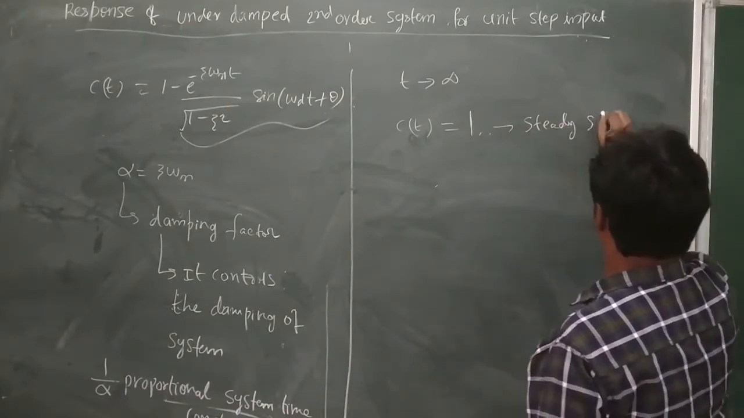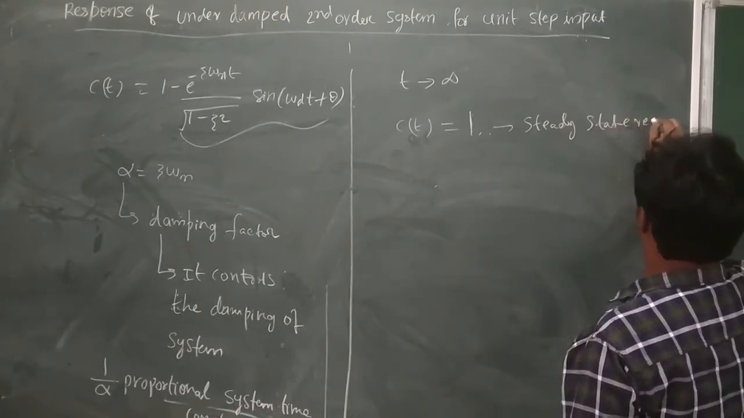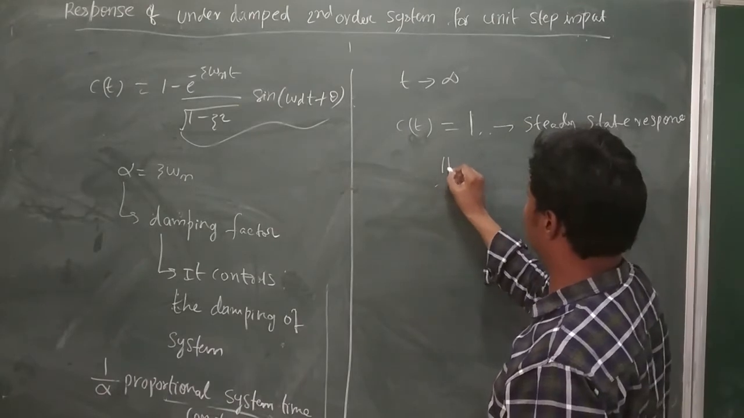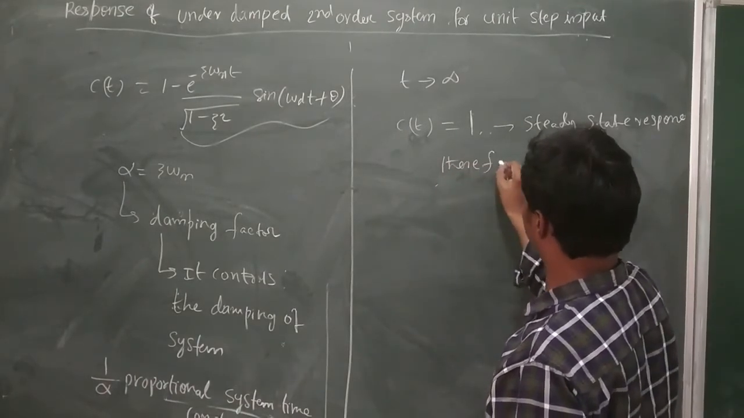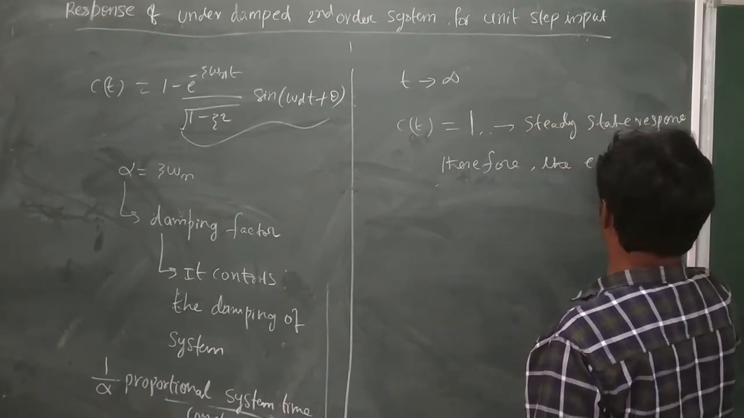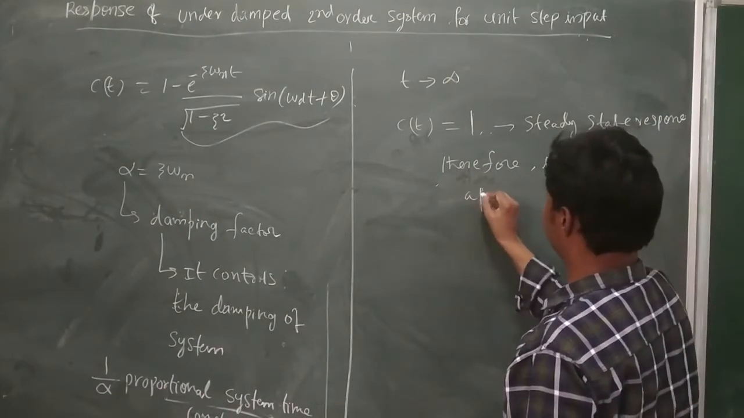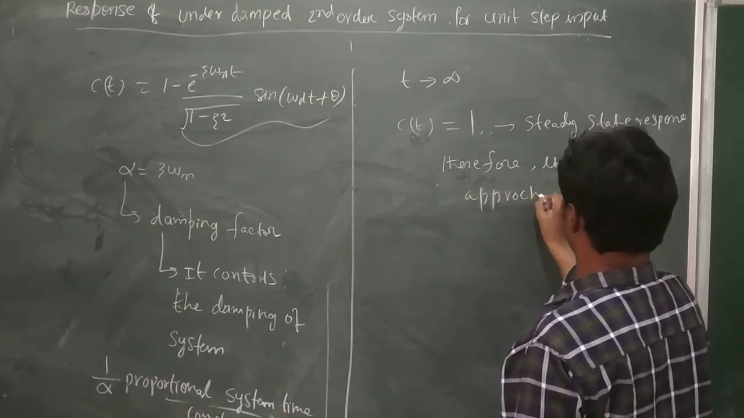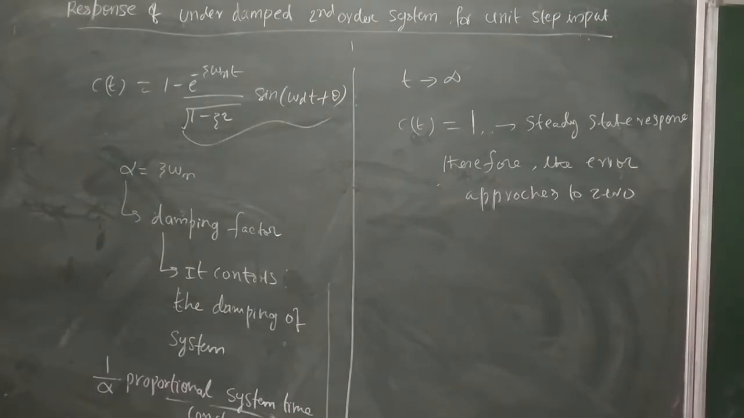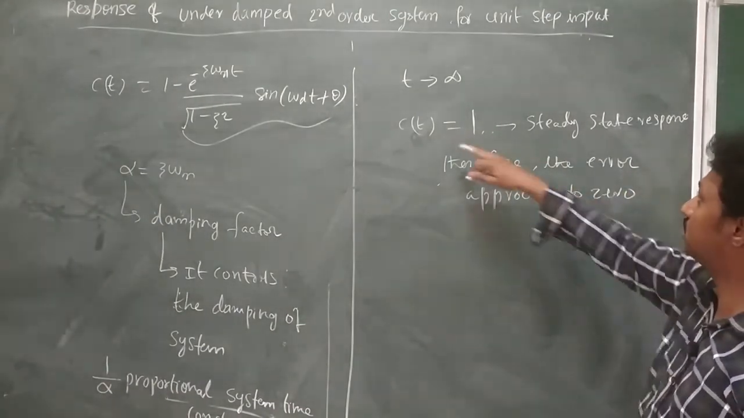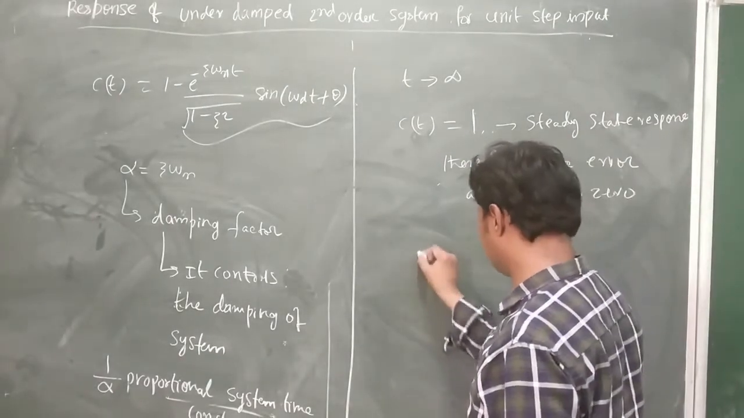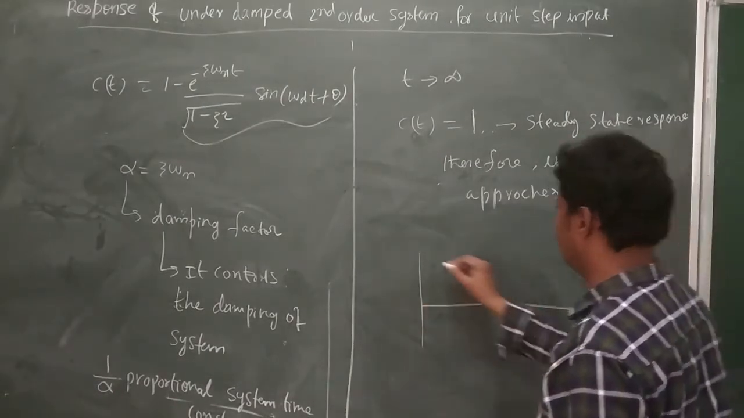Steady state response. So therefore the error approaches 0. It means there won't be any error since steady state has reached 1, right? And one more important thing, if you just see that here, this is the response.